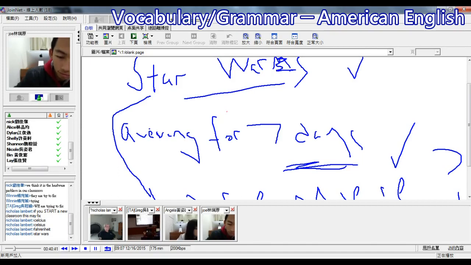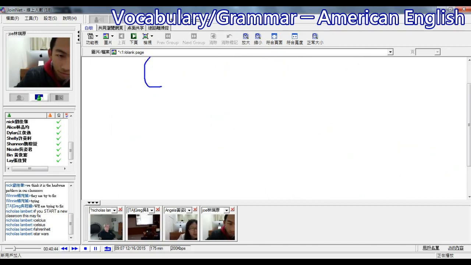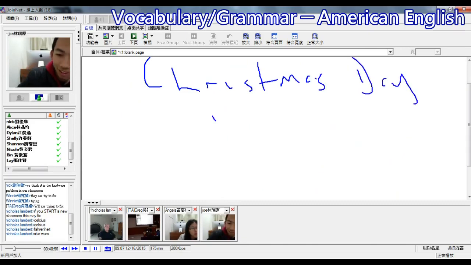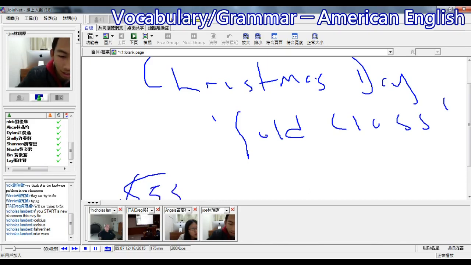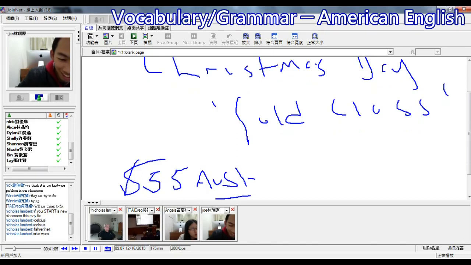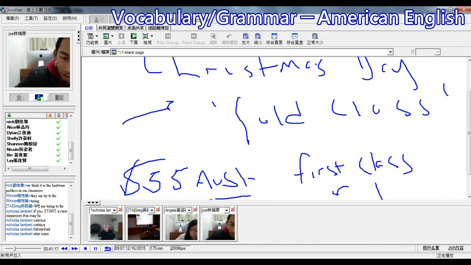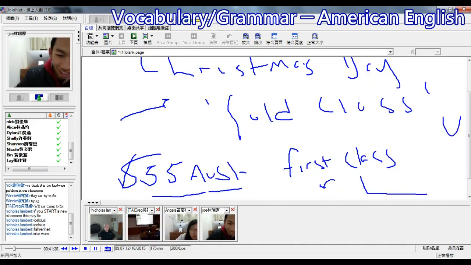I'm taking my mother to see it on Christmas Day. She wants to see it because she likes science fiction. So on Christmas Day, I'm taking my mother to something called Gold Class in the cinema in Brisbane. It's costing me $55 Australian, and you get seats like the first class in airlines. So the first class, you get recliner seats that are very comfortable that go backwards and they feed you. So that's my Christmas present to my mother, to take her to see this movie that I don't want to see. So it's going to be interesting.